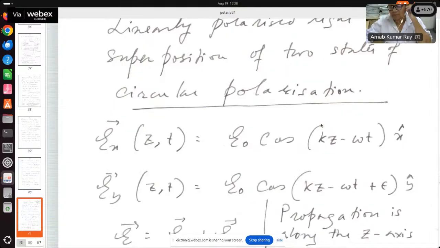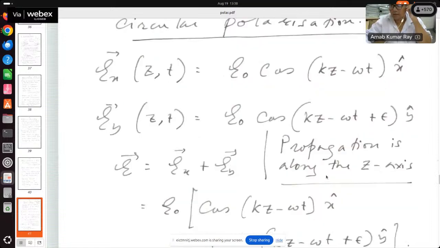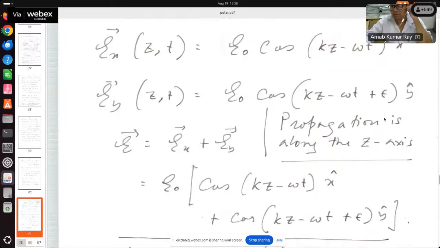Let us see how. So here you have Ex equal to E naught cos(kz minus omega t) x cap. Ey is equal to E naught cos(kz minus omega t plus epsilon) y cap, right? And the propagation of these two waves is happening along the z axis, and together they sum up and create a certain state of polarization. If epsilon is an integral multiple of pi, you will get linear polarization. If epsilon is pi by 2, a half integral of pi, then you'll get circular polarization or elliptical polarization. Well, in this case, circular polarization, because the amplitudes are equal to each other.